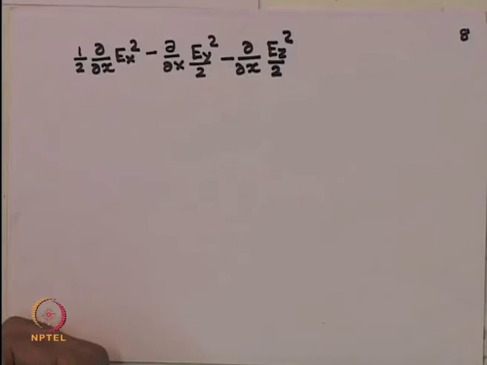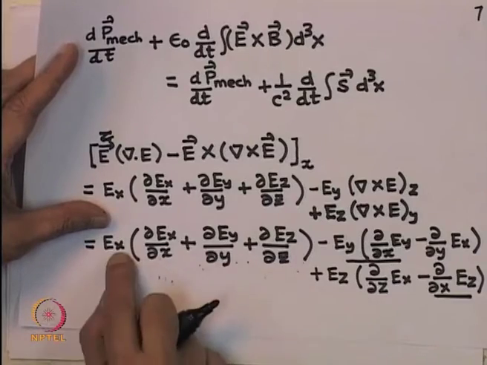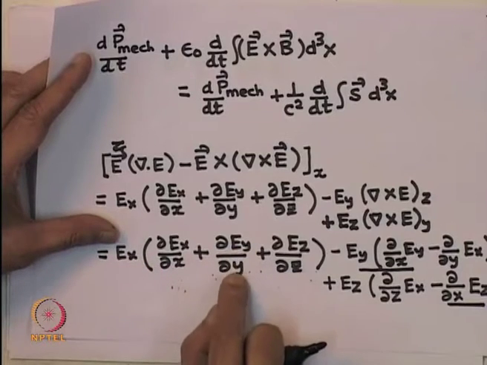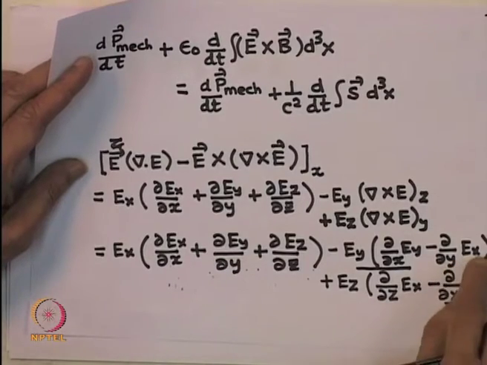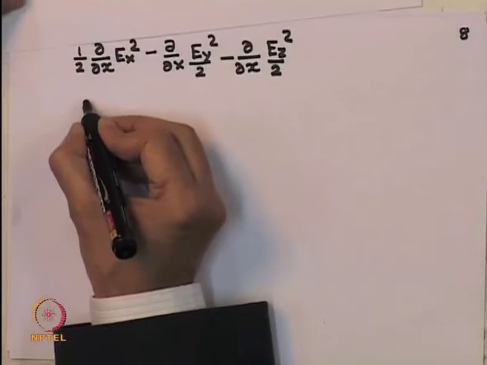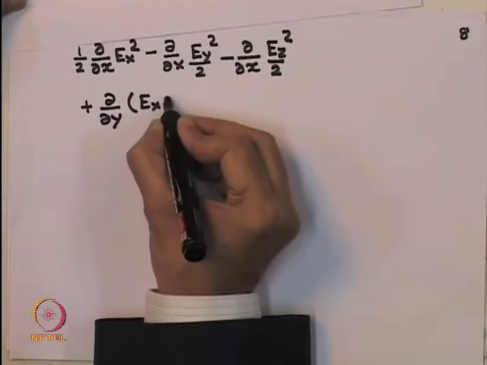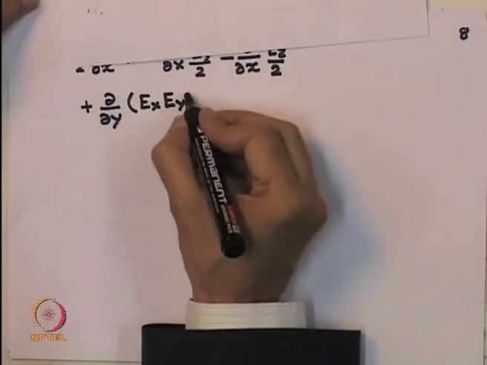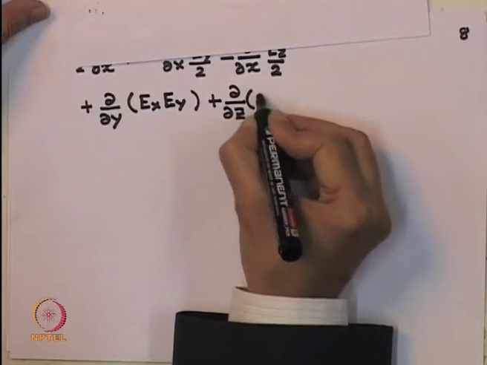There are other terms there which are like this: d by dy of E x E y. You can see that this is E x times d E y by dy, and E y times d E x by dy. So, both the terms are there. So, we write this as plus d by dy of E x E y. And exactly the same way, I have another term here, which is d by dz of E z E x.